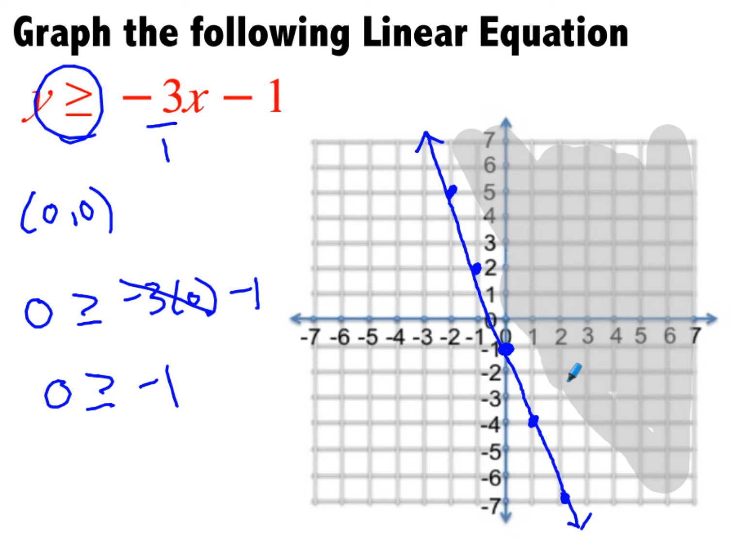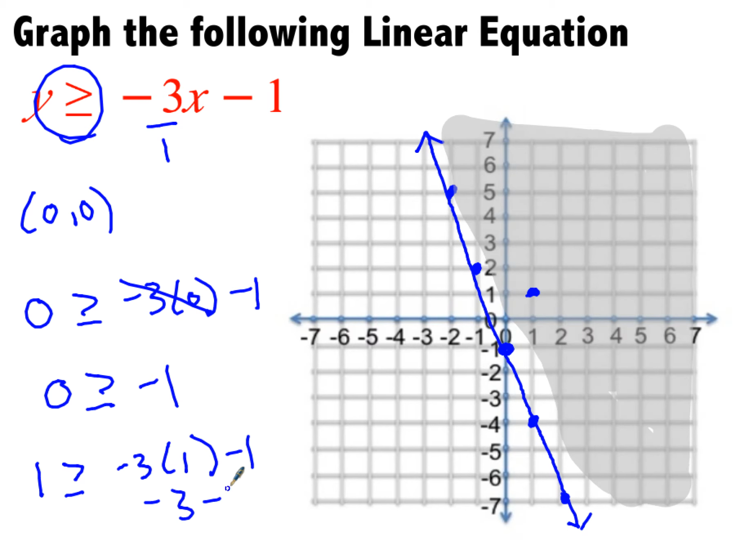So all of these points, if I were to plug in any one of these points on this side of the graph, it would make this inequality true. Now let me just test that theory. Let me plug in the point (1, 1). If I plugged in (1, 1), I have 1 is greater than or equal to -3 times 1 minus 1. This is -3 minus 1, gives me -4. Is 1 greater than or equal to -4? Yes, it is. So therefore, that is part of my solution.